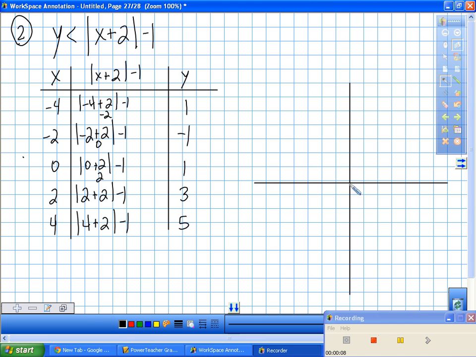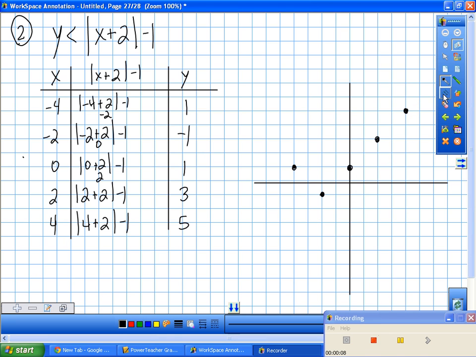I have a negative 4, positive 1, a negative 2, negative 1, a 0, positive 1, a 2, positive 3, and a 4, positive 5. Now, it looks a little different. There are a few things we need to notice.